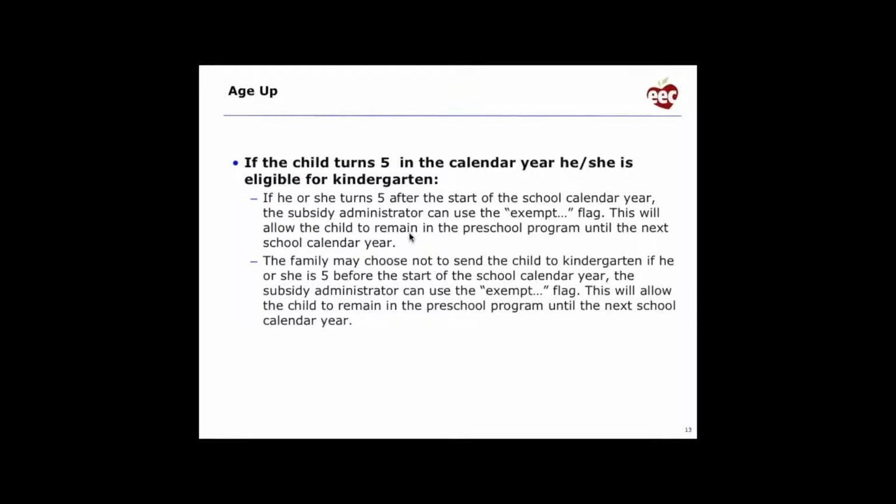If the child turns 5 in the calendar year, he or she is eligible for kindergarten. If he or she turns 5 after the start of the school calendar year, the subsidy administrator can use the exempt flag. This allows the child to remain in the preschool program until the next school calendar year. The family may choose not to send the child to kindergarten if he or she is 5 before the start of the school calendar year. In this case, the subsidy administrator can use the exempt flag as well, and this will allow the child to remain in the preschool program until the next school calendar year.